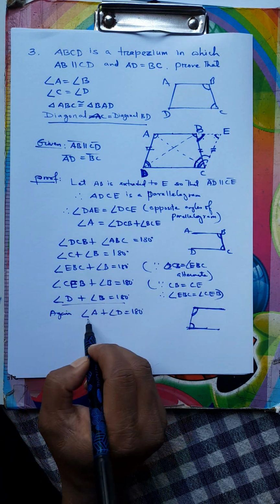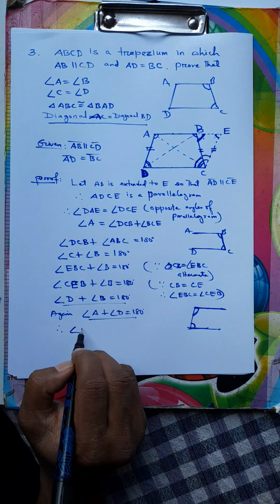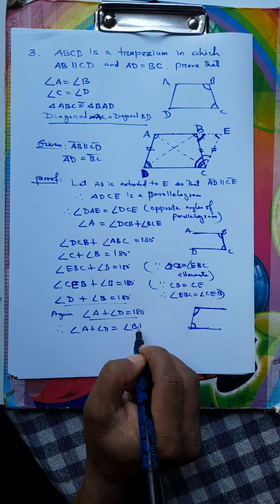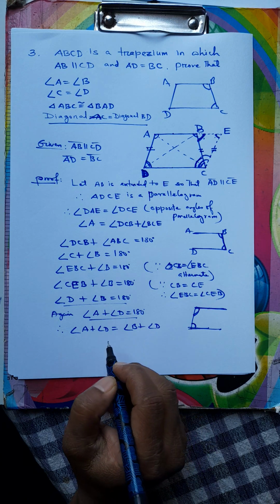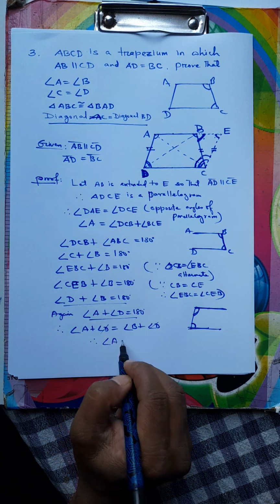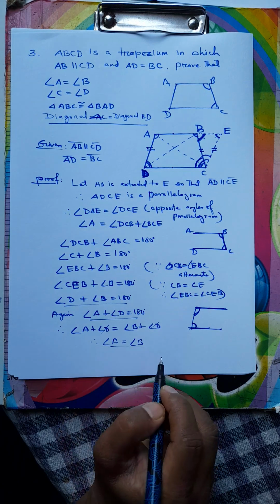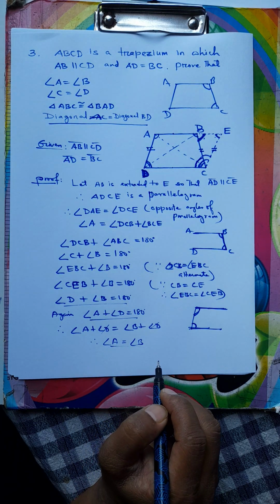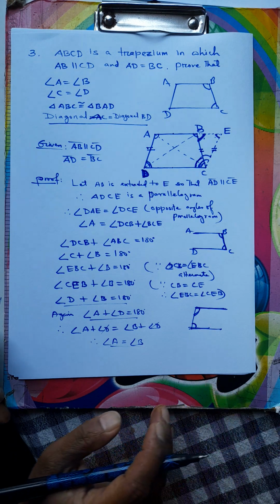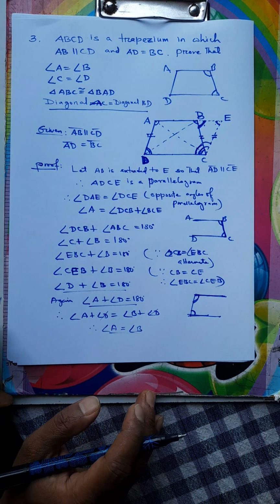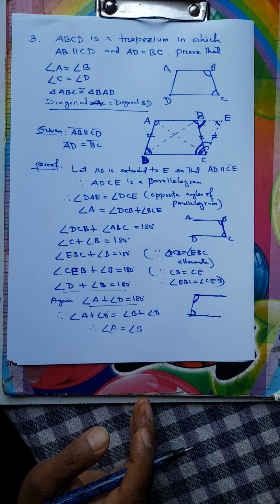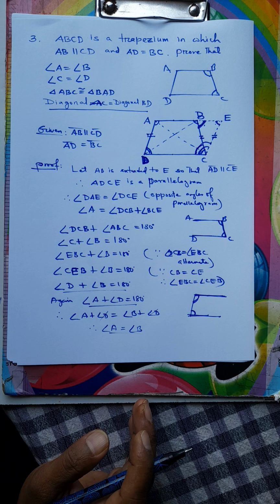So now you compare these two, therefore angle A plus angle D equal to angle B plus angle D. Now from both sides you can cancel D, that is angle A equal to angle B. So we find that angle A and B are equal, right? Angle A and B are equal.